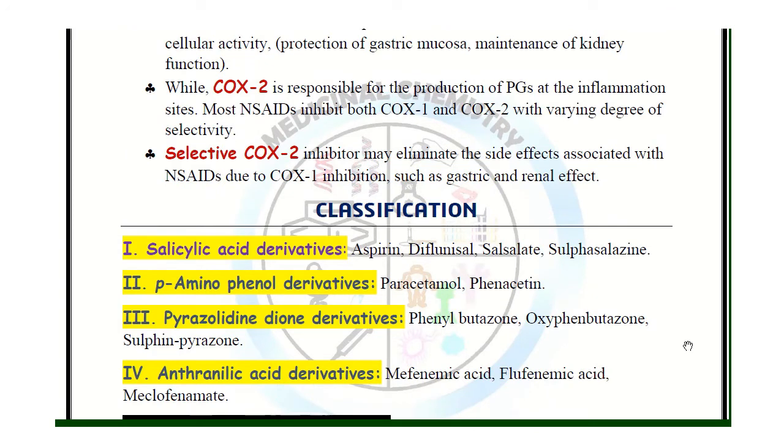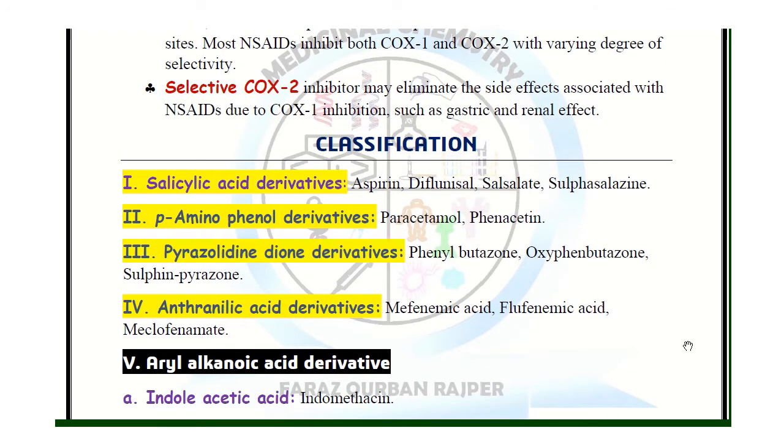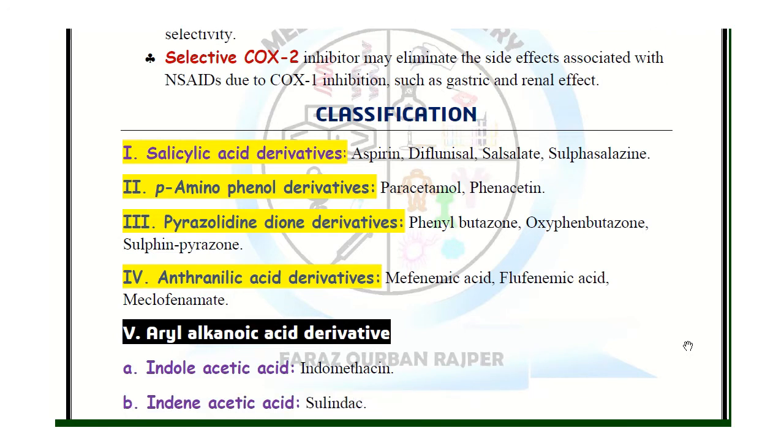Classification of NSAIDs. This classification of NSAID drugs is based on the chemical structure of their drug class. Some NSAIDs are salicylic acid derivatives, meaning their basic ring nucleus, or what we say the parent drug nucleus, consists of salicylic acid. Examples of drugs are aspirin, diflunisal, salicylate, and sulfasalazine. All these drugs have the basic ring nucleus, that is salicylic acid.